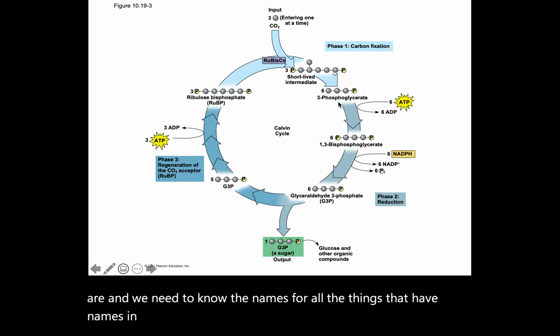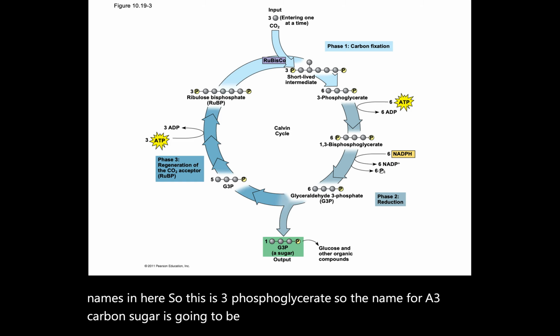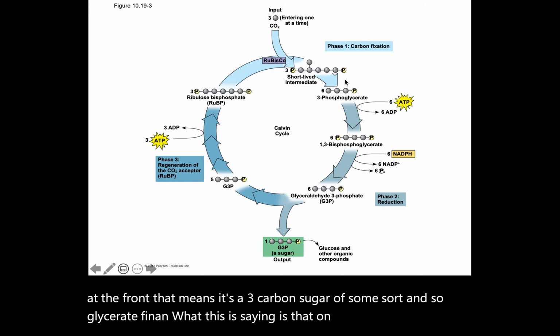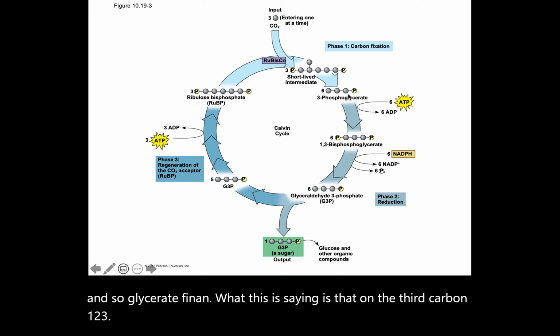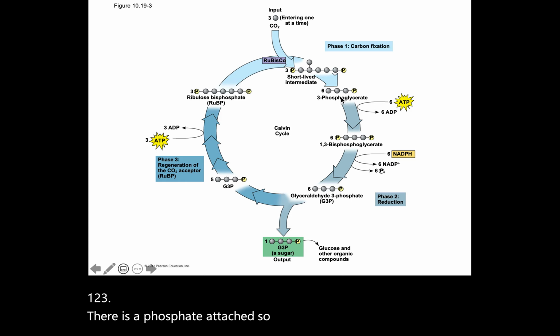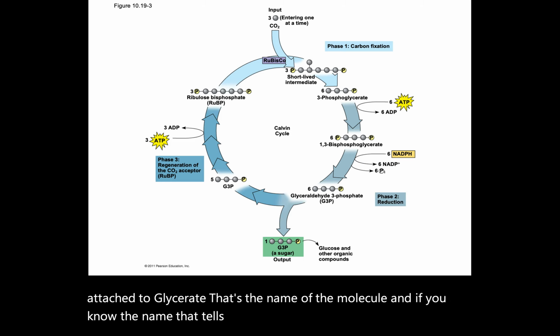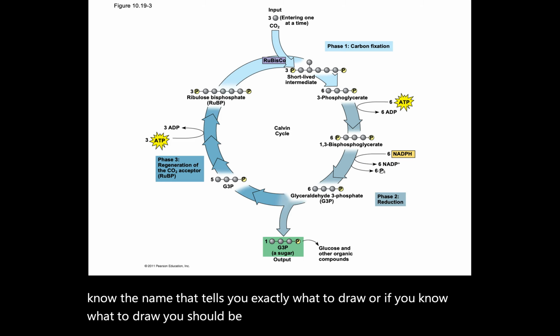So this is 3-phosphoglycerate. So the name for a 3-carbon sugar is going to be glycerol or glyceraldehyde. If it has glycer at the front, that means it's a 3-carbon sugar of some sort. And so glycerate, fine. And what this is saying is that on the third carbon, 1, 2, 3, there is a phosphate attached. So third carbon has a phosphate attached to glycerate. That's the name of the molecule. And if you know the name, that tells you exactly what to draw. Or if you know what to draw, you should be able to figure out the name. Works both ways. Chemistry is nice like that sometimes.